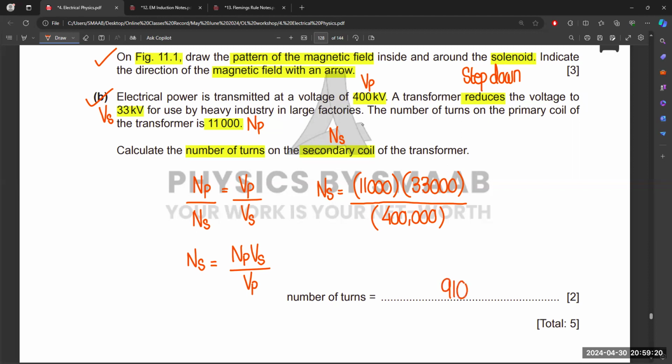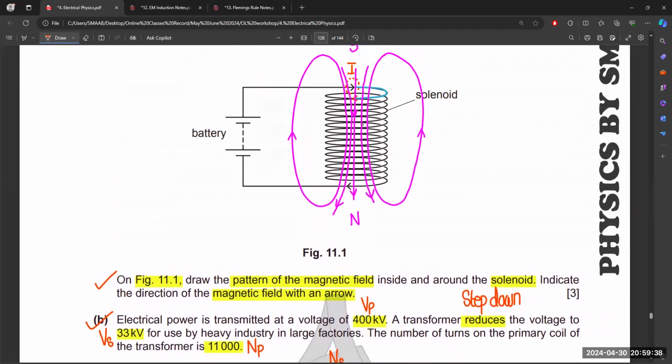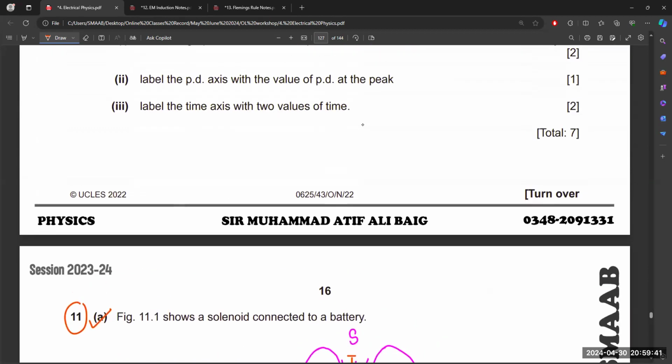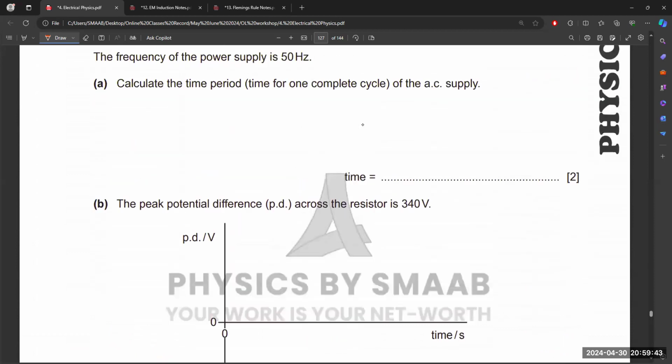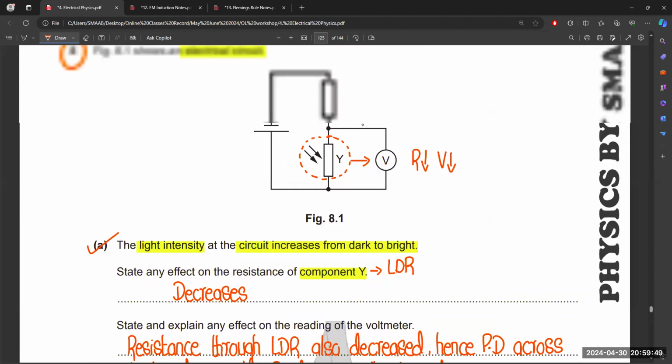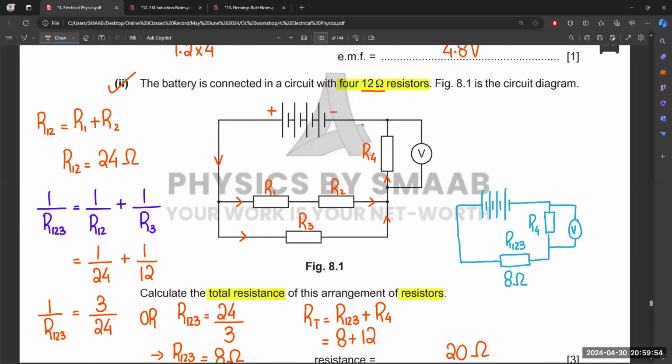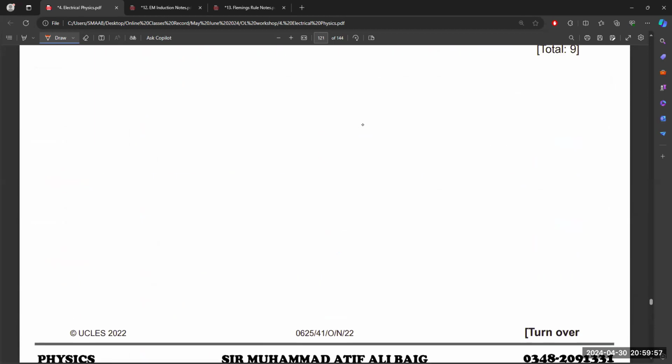Nine hundred ten, right? So in this way, we can calculate the number of turns or voltage in the transformer with the help of the concept of the transformer. Magnetic field, electric current.